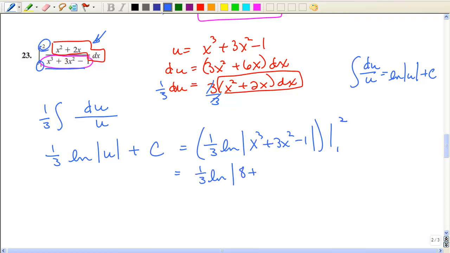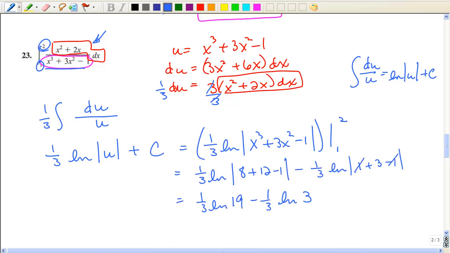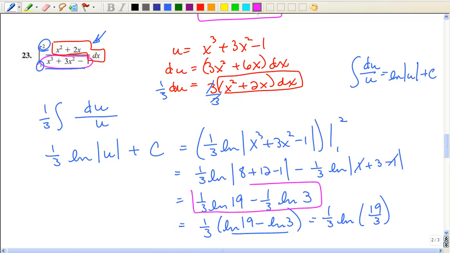That's 8 plus 12 minus 1. That's 19. That's 3. You can leave that like that. You could also rewrite it a whole bunch of different ways using your rules of exponents. If you factor out the 1/3, you might remember when you subtract two logs, that's the same as dividing. But the computer should accept any of these as correct answers.